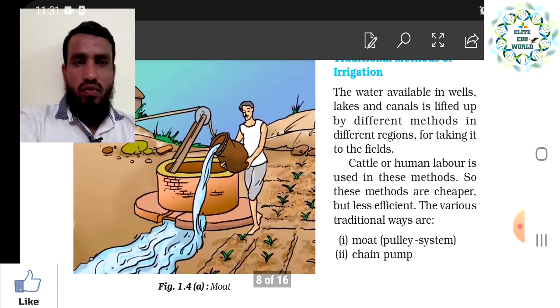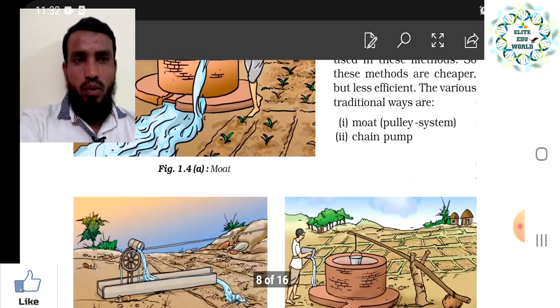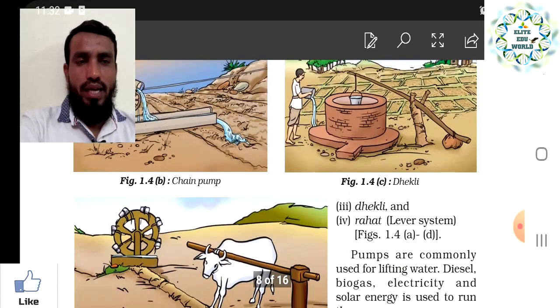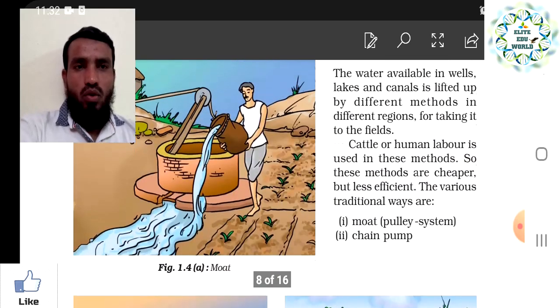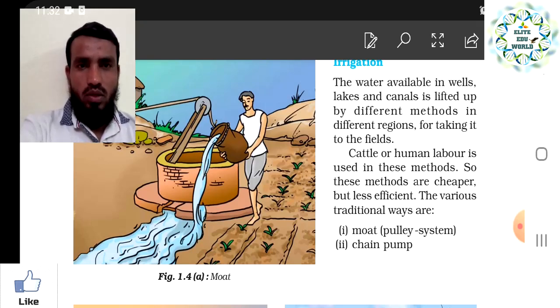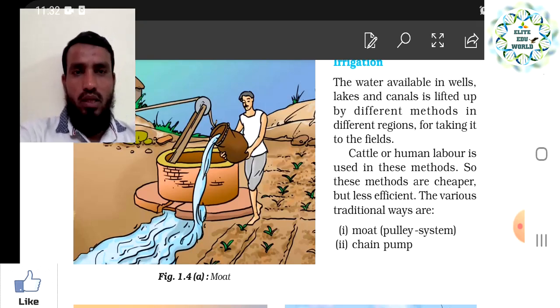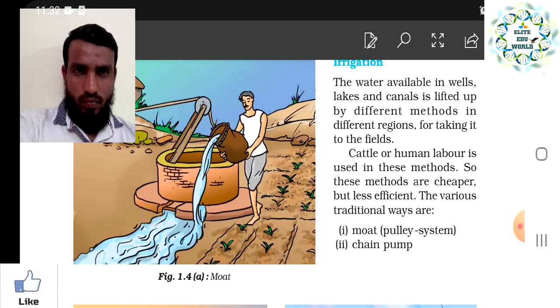So what are the different types of these traditional methods? Number one, moat, that is called the pulley system, right? Number two, chain pump. Number three, Dekli and Rahat, that is the lever system. So these are the four kinds of traditional methods. In this picture, picture A 1.4, you can see the person bringing the water up manually with the help of a bag. That is called the moat, right?